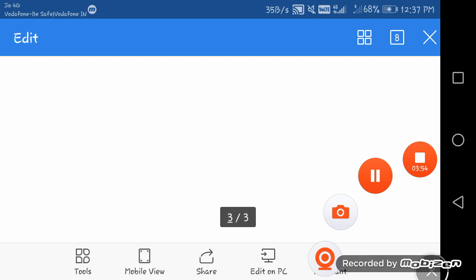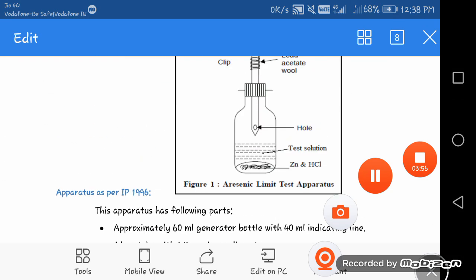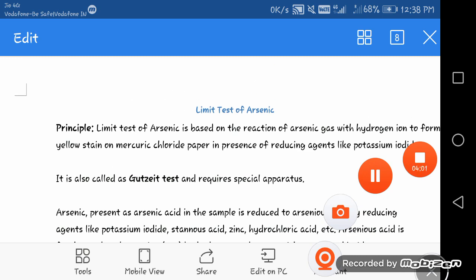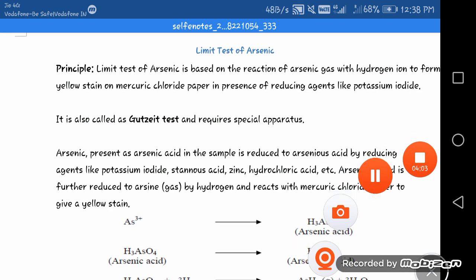So by this we can know about the limit test of arsenic, and we can easily perform that by using this special instrument or apparatus.